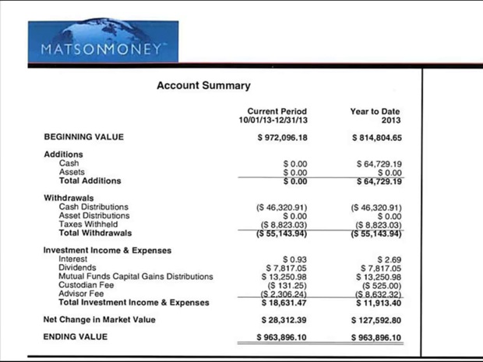So if you add up all those main subcategories, starting off with your beginning value, then any additions, then take any withdrawals as a negative or minus, and then do the net investment income and expenses. In this case, it's a positive $18,631.47. Add a positive net change in market value, and that's how we get to the ending value for the portfolio.